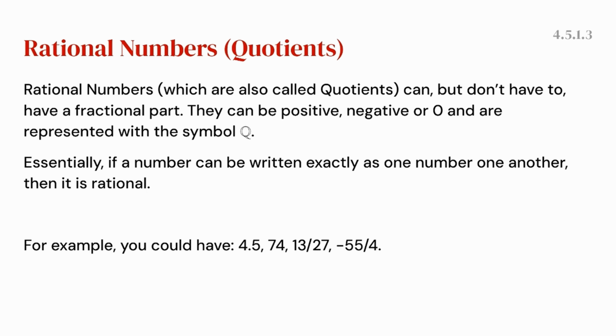Rational numbers, also called quotients, can, but they don't have to, have a fractional part. They can be positive, negative, or 0, and now can be decimal, and are represented with the symbol Q for quotient. Essentially, if a number can be written exactly as one number over another, then it is rational. And all whole numbers are like this as well, because all whole numbers are still themselves if put over 1.